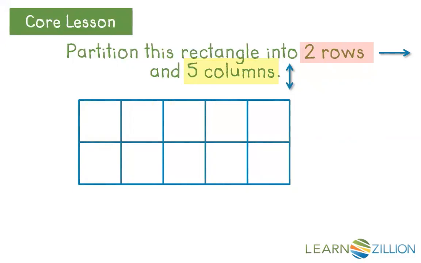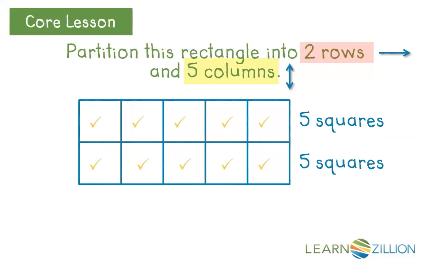Now I can count my squares. 1, 2, 3, 4, 5. There are 5 squares in the first row. 1, 2, 3, 4, 5. There are 5 squares in the second row. I can add 5 plus 5, and that gives me 10. 10 same-sized squares. This rectangle has been partitioned into 10 same-sized squares, and I did that by creating columns and rows.